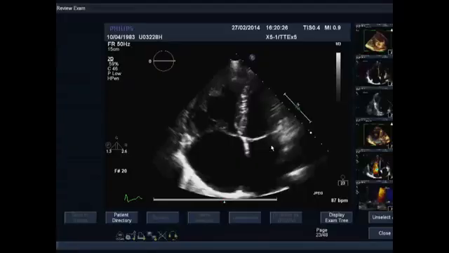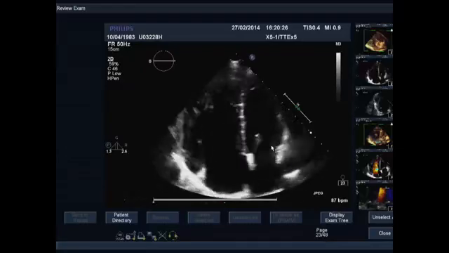Then you have to assess. The next view that you can use to see or to confirm the presence of the atrial septal defect is the subxiphoid view.